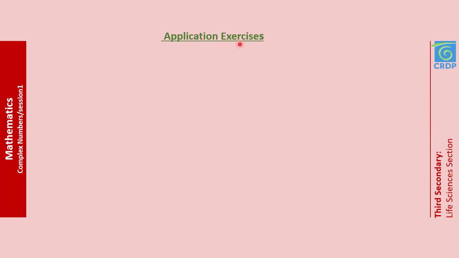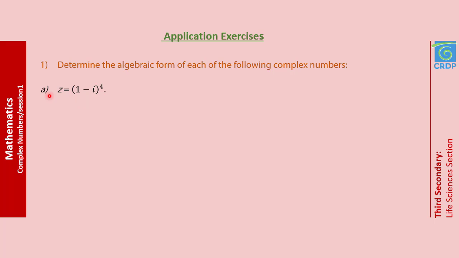Now we will solve some application exercises. We want to determine the algebraic form of each of the following complex numbers. Part A, Z equals 1 minus I to the power 4. We write Z in the form 1 minus I squared to the power 2. We expand 1 minus I to the power 2, which is equal to 1 minus 2I, plus I squared, which is equal to minus 1, and here we associate the power 2 to minus 2 and to I to obtain the final result, which is equal to minus 4.